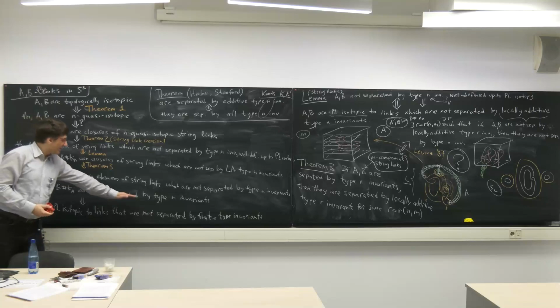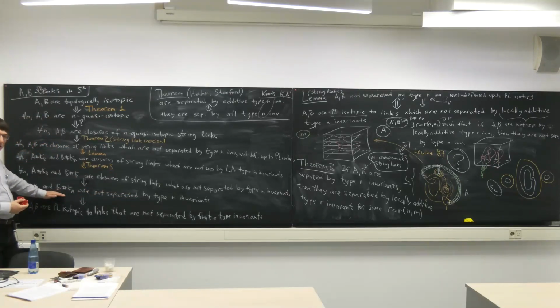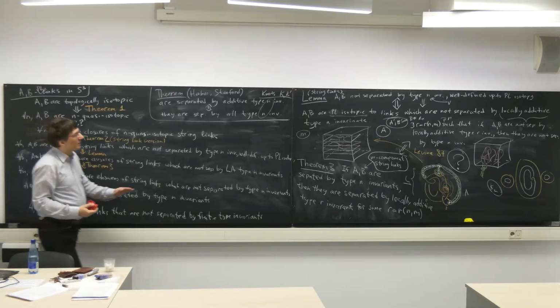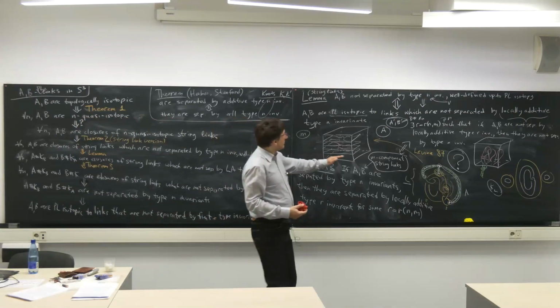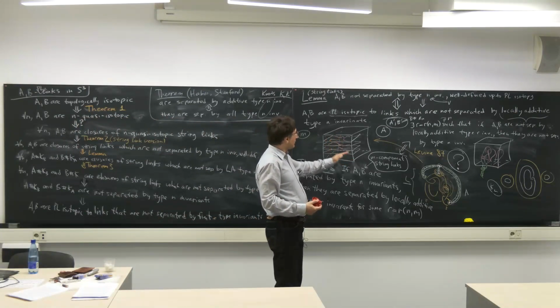Suppose we have a type n invariant of links. Then it gives me a type n invariant of string links.